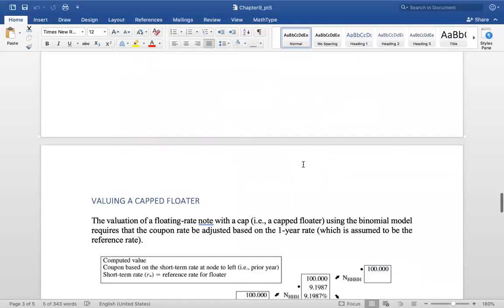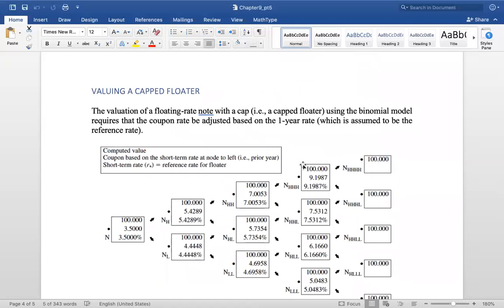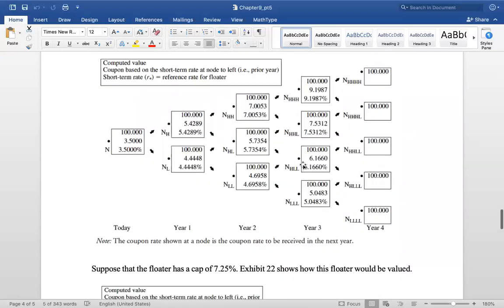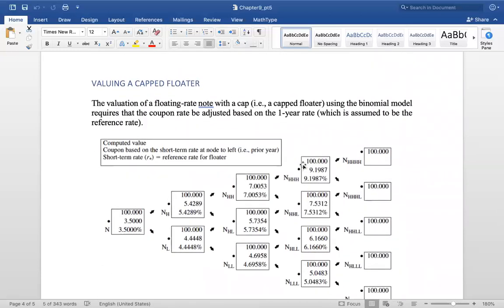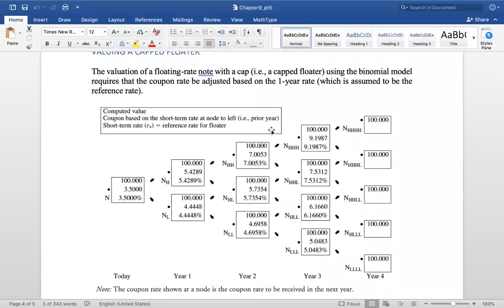Okay. Let's discuss now a capped floater. What we mean by a capped floater is a capped floating rate bond. A floating rate bond is a bond whose coupon depends on a floating interest rate. And remember that in a floating rate bond, the rate indicated here is used to pay interest at the next time period. So the interest rate indicated here is used to pay the coupon this year.